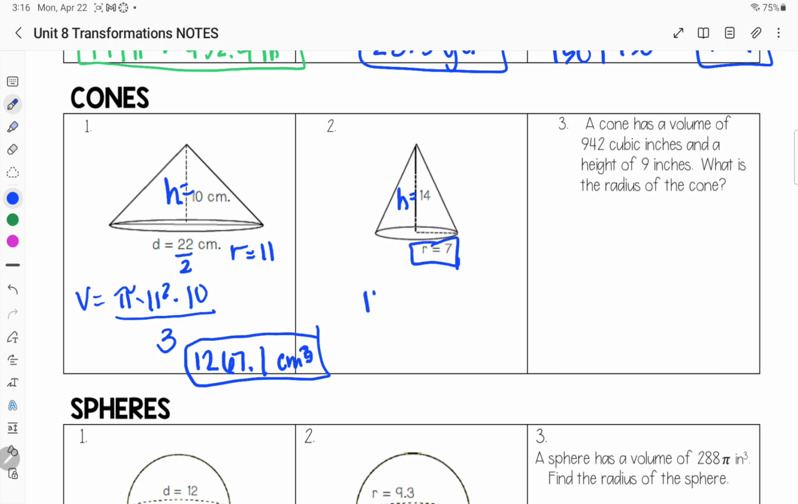All right, same thing here. You're going to do pi times radius squared, which is 7 squared, times my height, divided by 3.